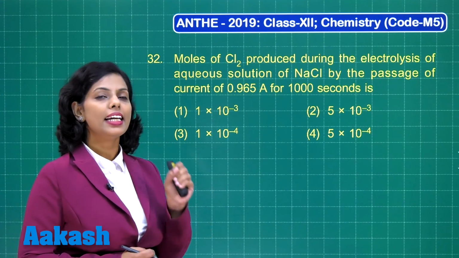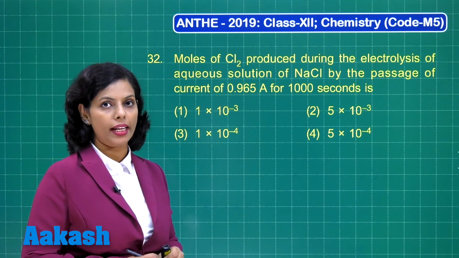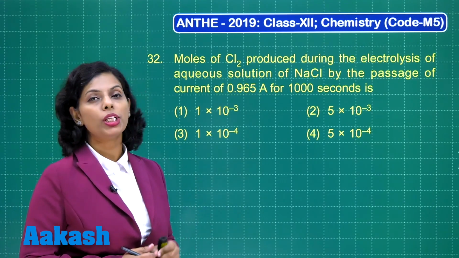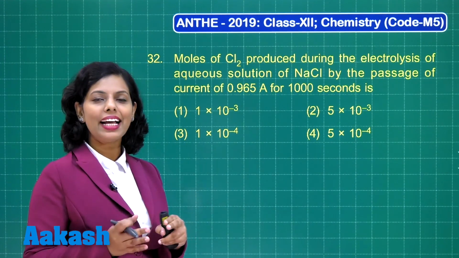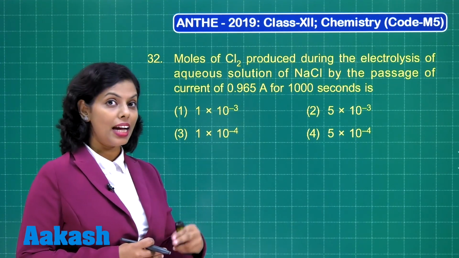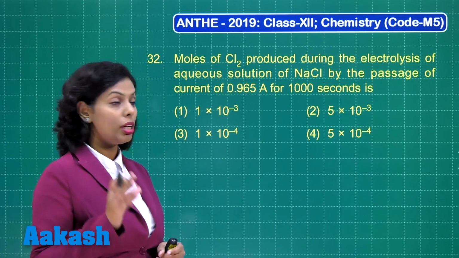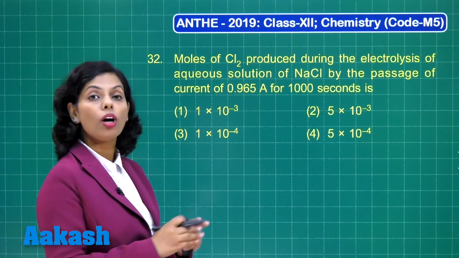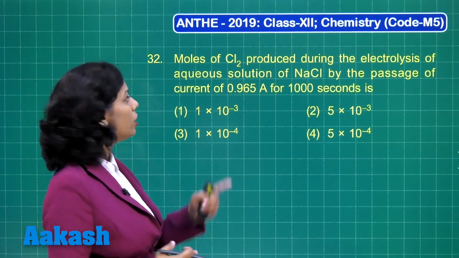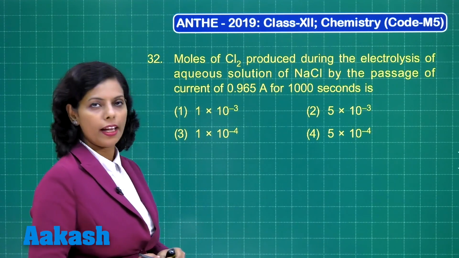The process is electrolysis of sodium chloride that results in the formation of two gases. At anode, chlorine gas is formed. At cathode, hydrogen gas is formed. But the question is based on the formation of chlorine gas. You need to find out the moles of the chlorine produced there.